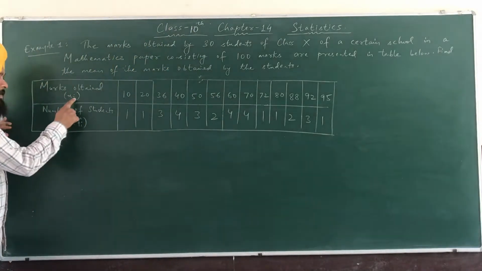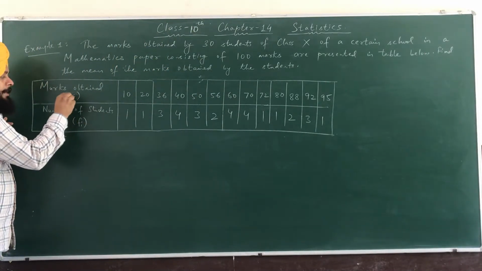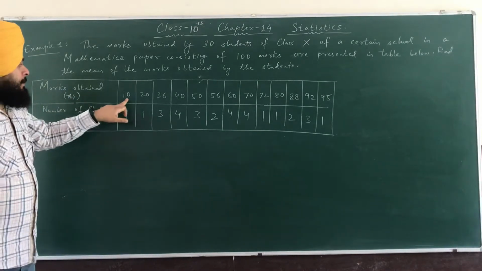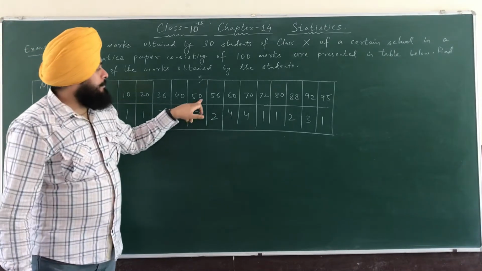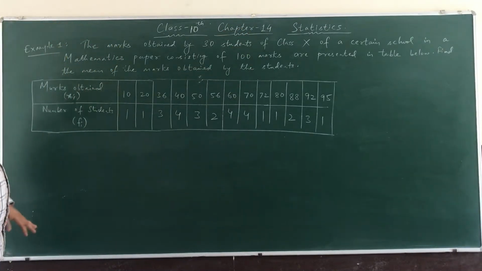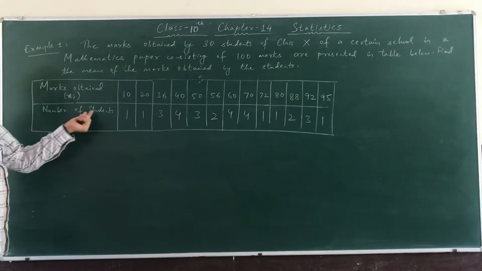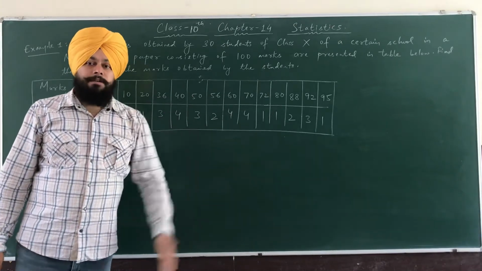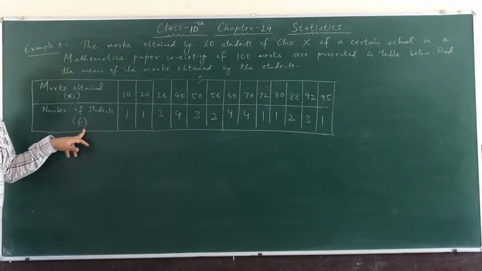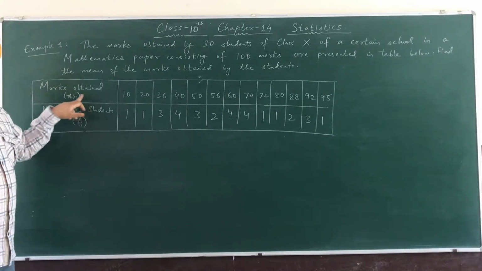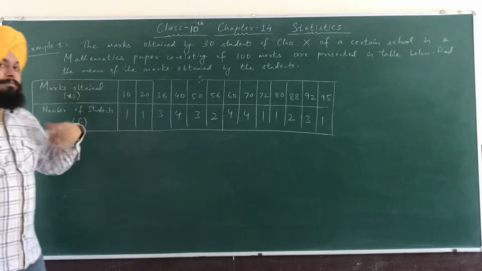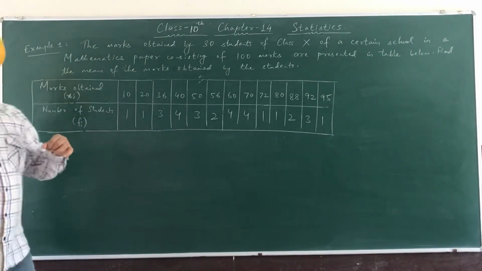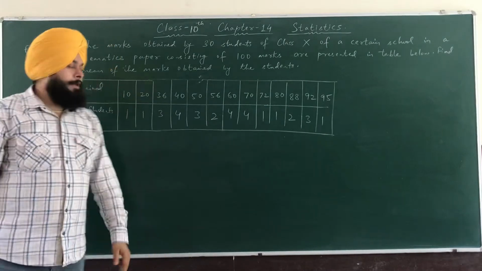This is xi. Clear? You will write i in the base of x on the right side. So this is xi: 10 marks, 20, 36 marks, 40 marks, 50 marks, 56 and so on. Clear? And in the second row the number of students is given. The number of students is what? You can say it is the frequency and it is denoted by fi. Clear? The marks obtained is denoted as xi, or you can say class mark, and the number of students is denoted as fi, or you can say the frequency. ठीक है.